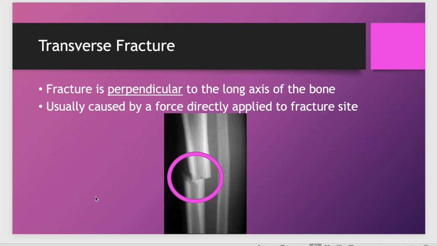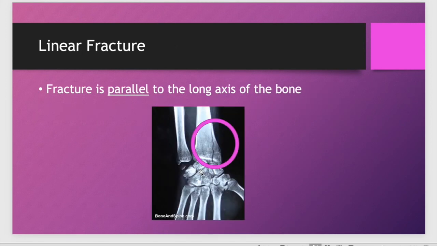A transverse fracture is usually caused by a force directly applied to the fracture site. For example, if somebody were kicked really hard in the shin, that direct force might cause a transverse fracture. A linear fracture is a fracture that is parallel to the long axis of the bone. So we have that right here. Again, make sure you circle that on your x-ray.